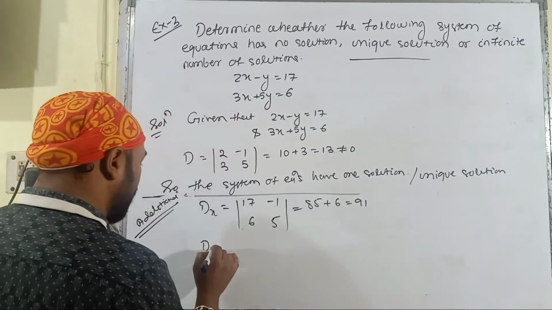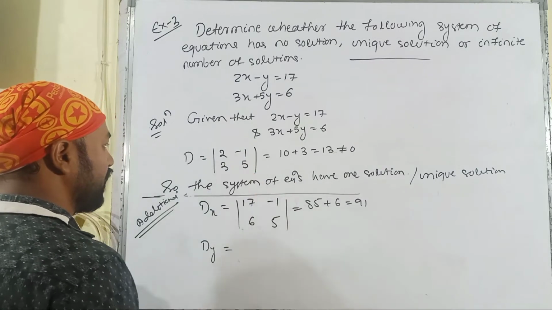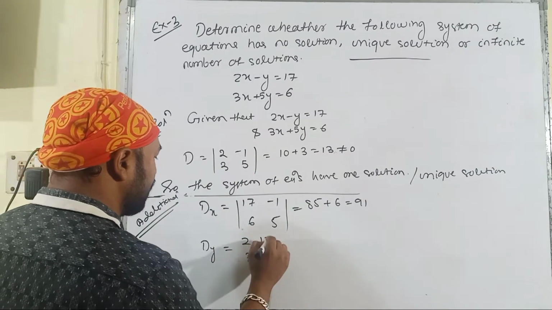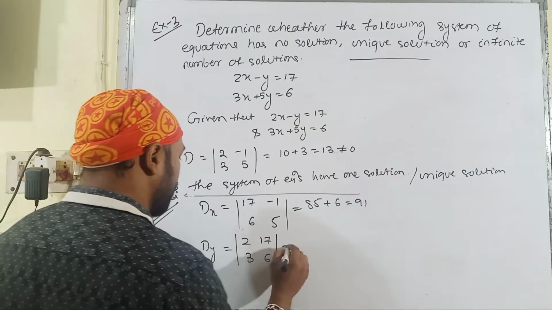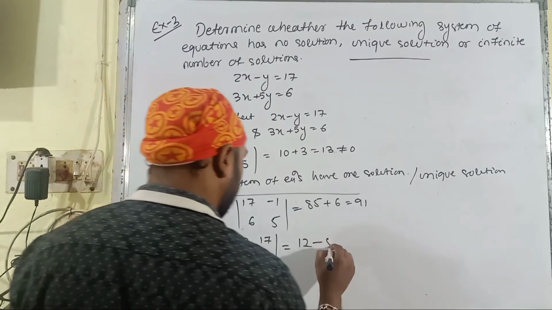And then the value of Dy. Here Dy is equal to, in place of the coefficient of y variable, we have to write down 17, 6. So it will be 2, 3, 17, 6. So it is 12 minus 51.